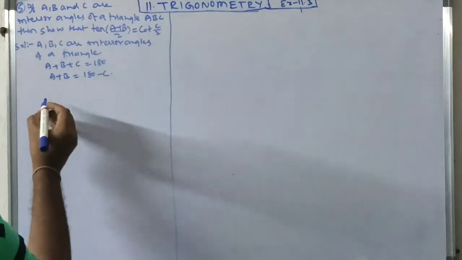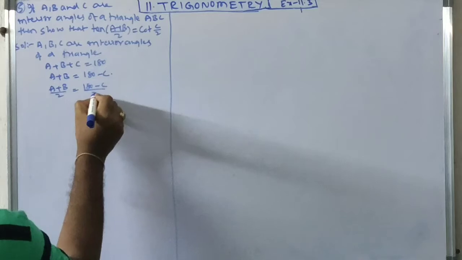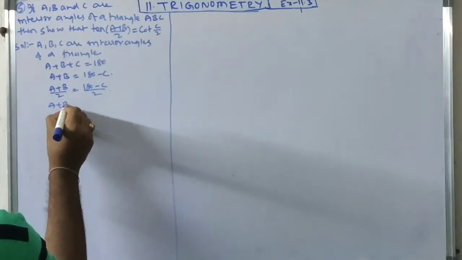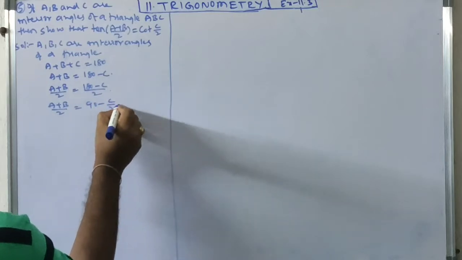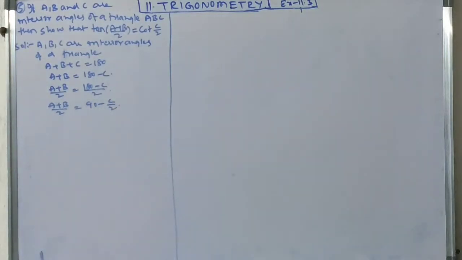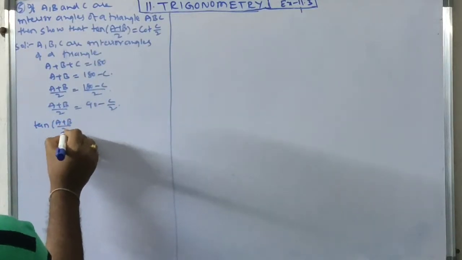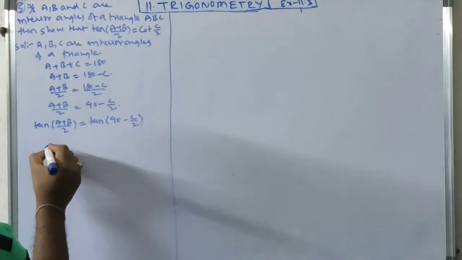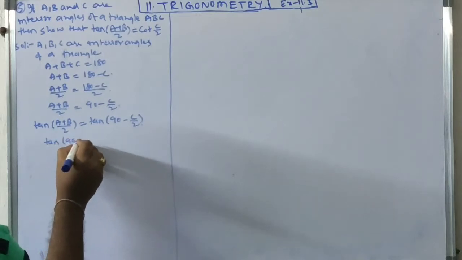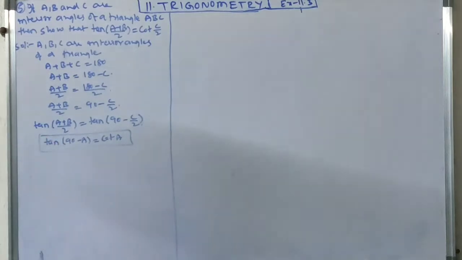So both sides divide with 2. (A plus B) by 2 equal to (180 minus C) by 2, splitting, (A plus B) by 2 equal to 90 minus C by 2. So we need tan of (A plus B) by 2 equal to tan of (90 minus C by 2). Already we have one formula, tan of 90 minus A equal to cot A. This is the complementary ratio formula.